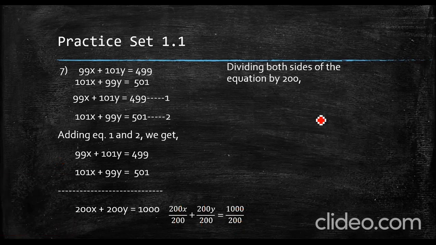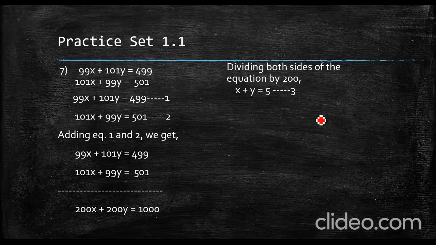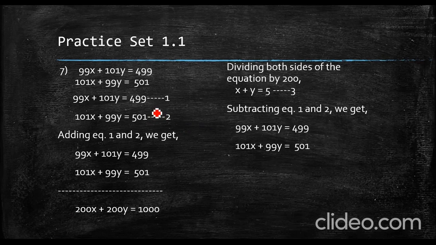Now, तो हमारे पास इक्वेशन क्या आएगा? x plus y is equal to 5. So as I said, after adding the equation, we are going to get a new equation, and that is equation number 3. Clear? Now what is the next step? We need to subtract these two equations. Which equations are original ones? 1 and 2.